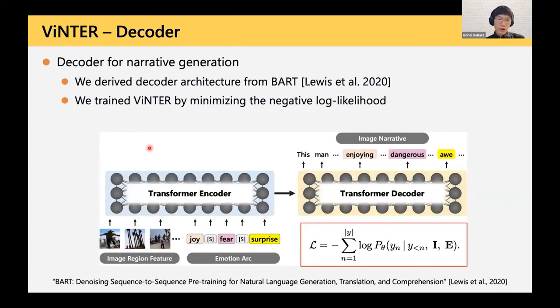So now I'll explain the decoder, which outputs text from the input information. We derived the decoder architecture from BART, a transformer-based decoder model for text generation. We trained our model in a standard teacher forcing training manner.